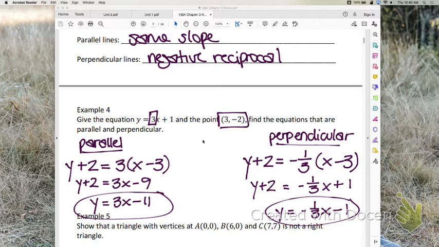All right, check your solving answers there before we move on. Any issues with solving for y, parallel, perpendicular? We're all good?